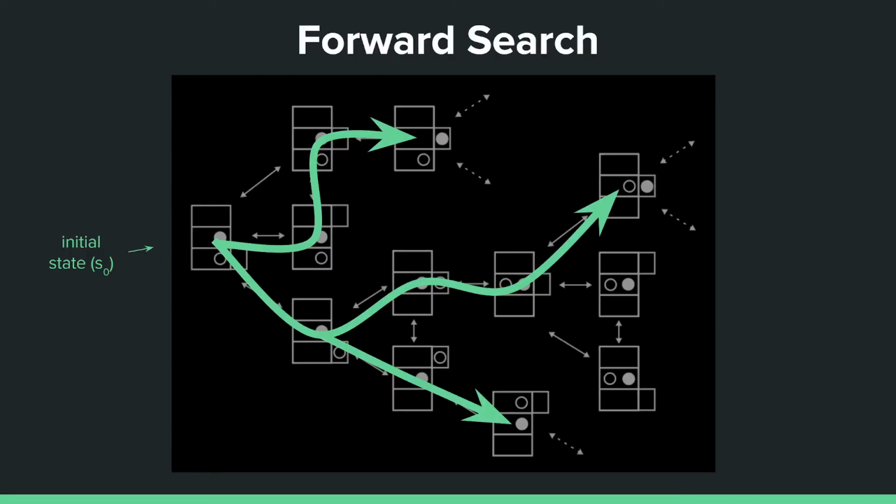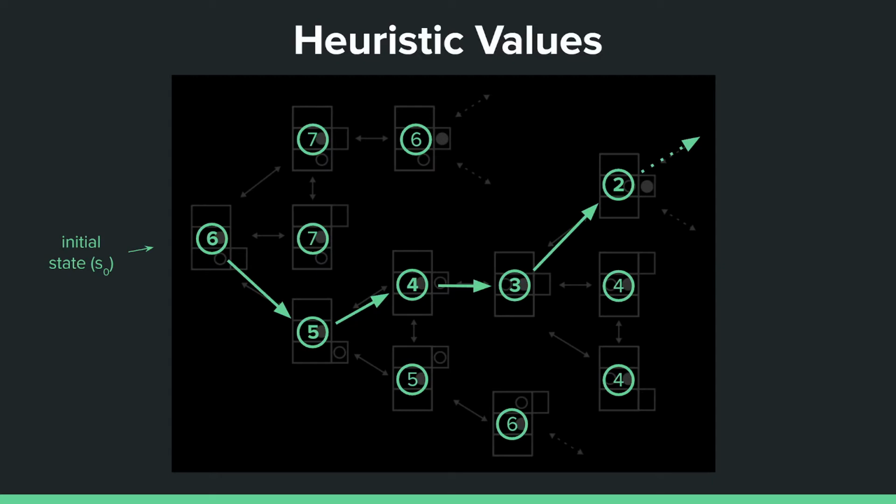If we wanted to find a goal state from the initial state, one idea is to do some kind of forward search through the state space. Better yet, make the search more efficient by using a heuristic to estimate how far away each state is from the goal, allowing us to make more informed decisions about which states to explore first.